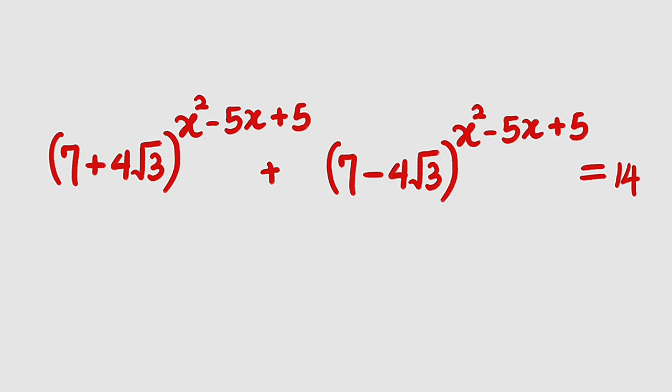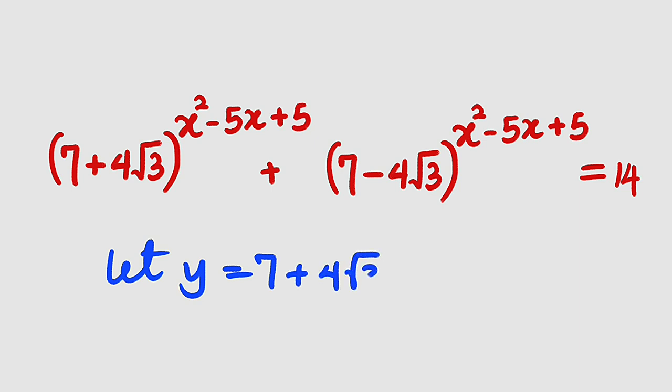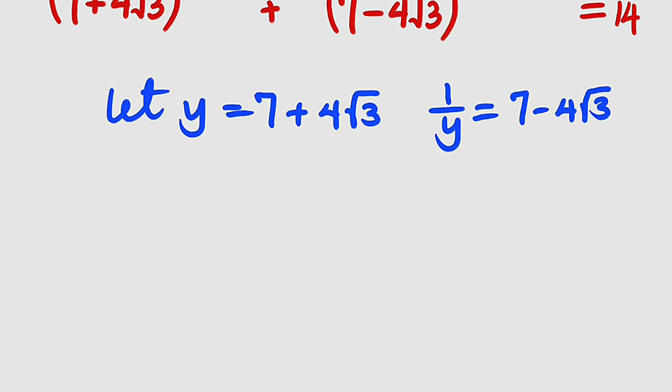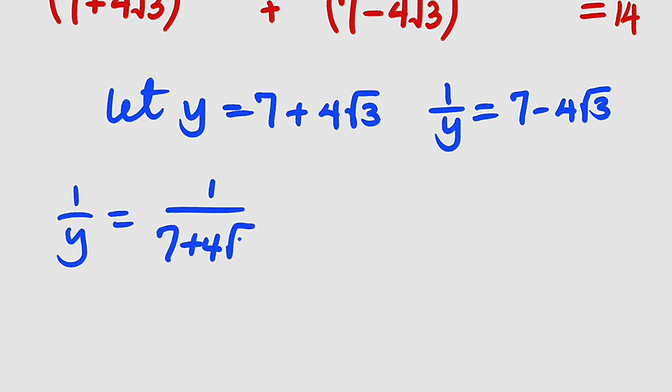It is so similar to what we have solved yesterday, so let us declare this with y. So let y be equal to 7 plus 4√3. And you should know that 1 divided by y will be equal to 7 minus 4√3. If I say 1 divided by y, I mean 1 divided by this, right? So 1 divided by y is equal to 1 divided by 7 plus 4√3.